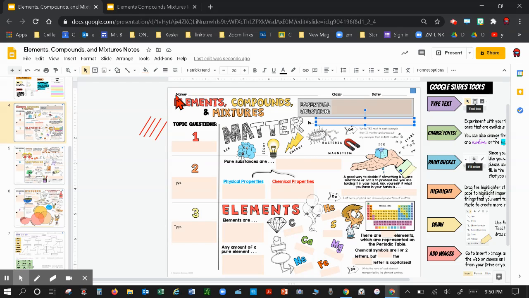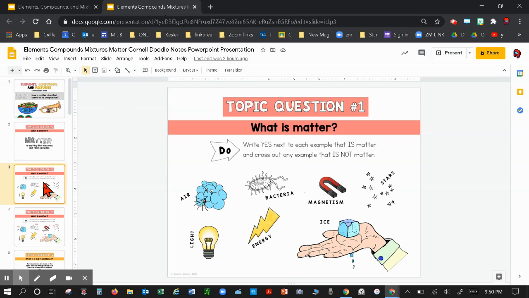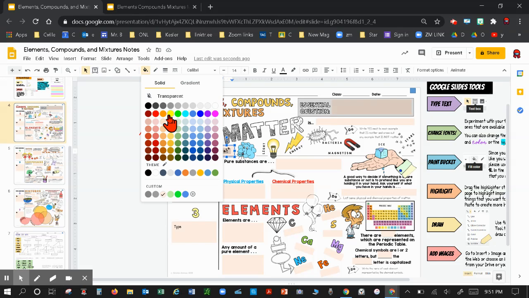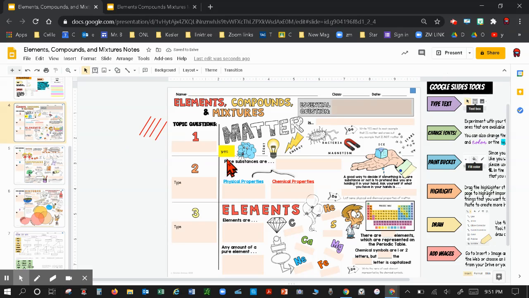Now for you, the next slide is I want you to type yes next to each item that you consider is matter. Then you'll take the line and cross off any item that is not matter. So get your text box ready. If you can see up here, you'll click on text box. And let's say that you feel like air is matter. I'll make a little text box here. I'll type in yes. And I want that to stand out a little bit. So I'm going to go ahead and fill that in with yellow. There we go. Now I have my text box.